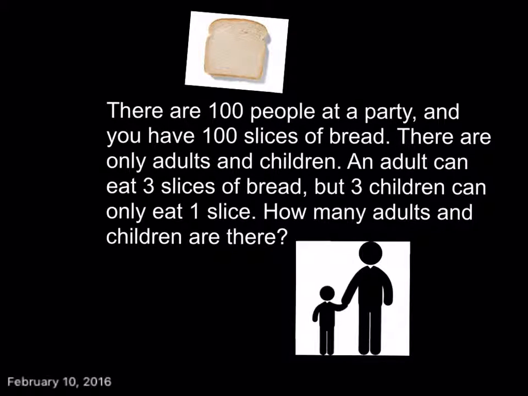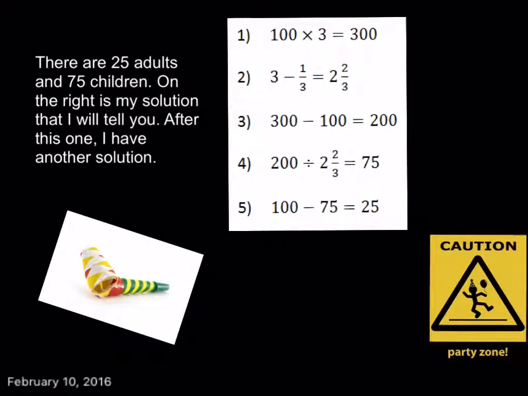Remember, there can be no people who don't eat, and you have exactly 100 slices of bread, and there can be no slices of bread left over. Now you can stop to solve the problem. Give yourself 10 through 20 minutes. The answer is 25 adults and 75 children.